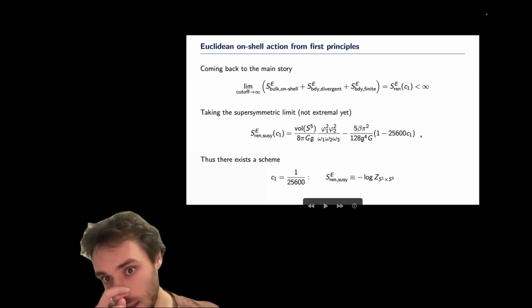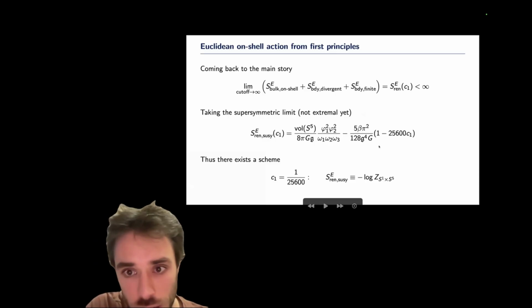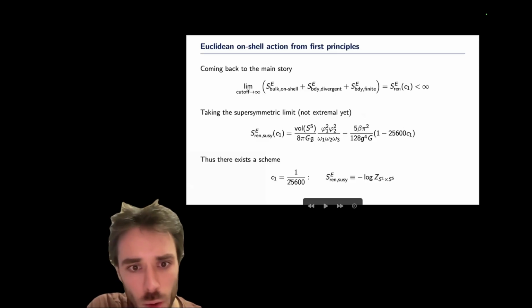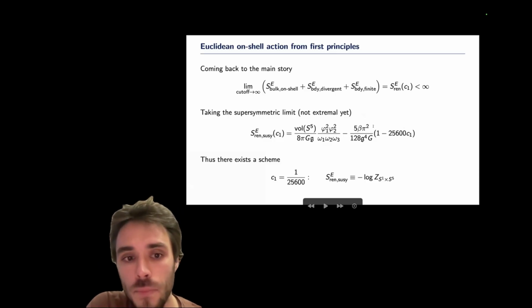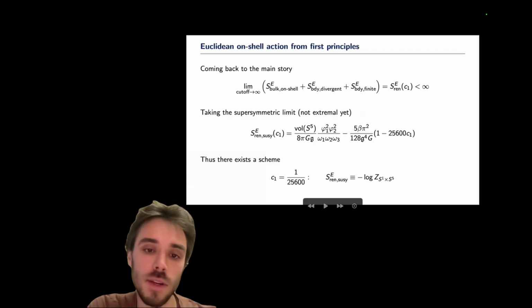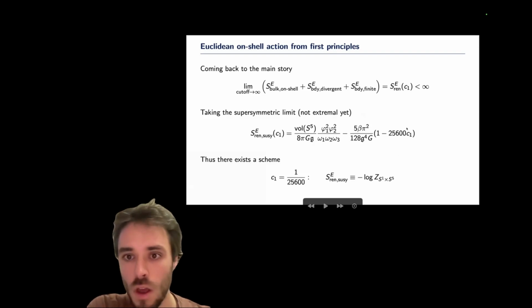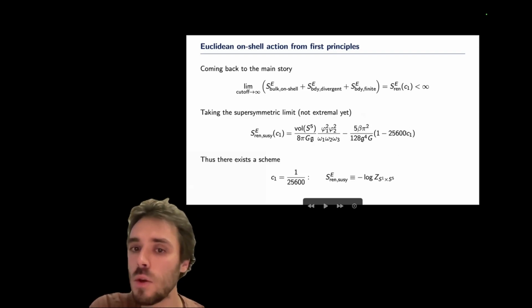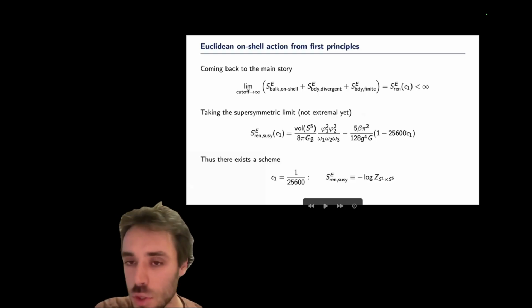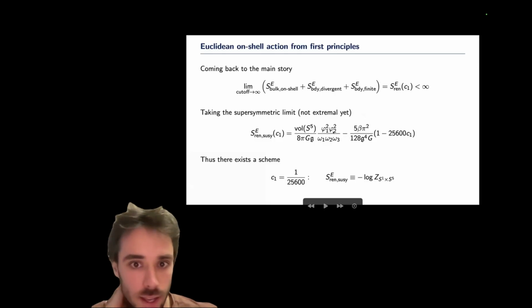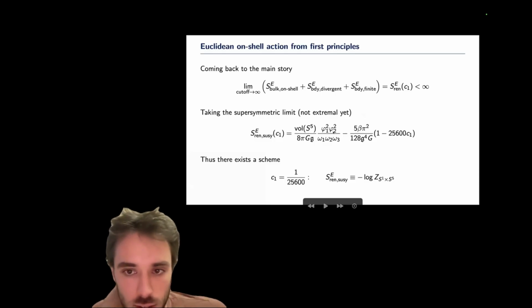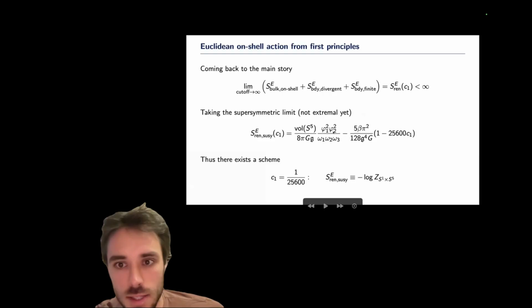Now, you clearly have the inclination to set C1 to 1 over 25600. And you're allowed to do that. That would be effectively picking a scheme. You're not allowed to set C1 to depend on the parameters of the solution, or to depend on any of the potentials, or to be anything physical. Okay, C1 should be a numerical constant.